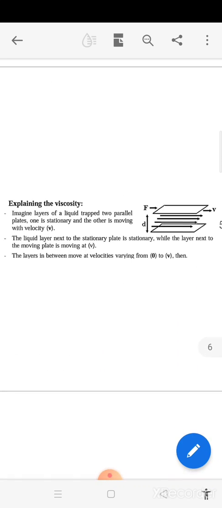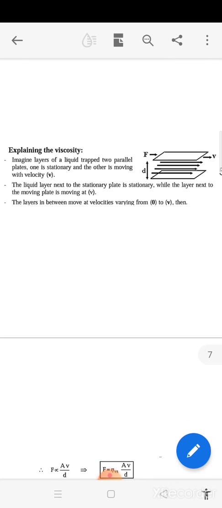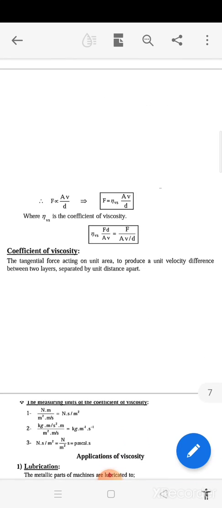To explain viscosity, imagine layers of liquid trapped between two plates, one below and the other above them. By moving the first plate, it will affect the second plate if the distance between the two plates is small, but if the distance is large there is no effect on the other plate.